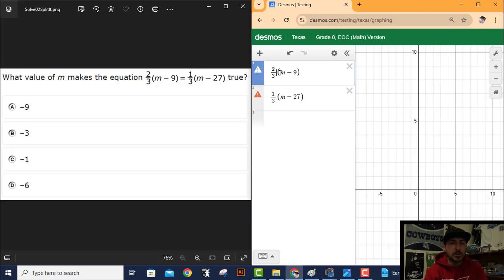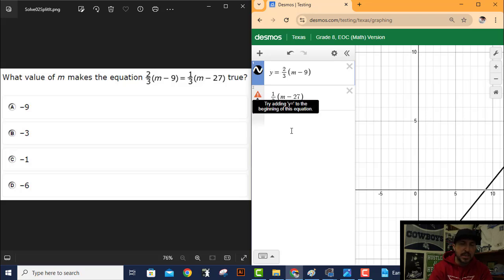This guy says y equals. So you always put a y equals error in the very front. So now I have that. What does this guy say? Y equals, nice. So put a y equals there.